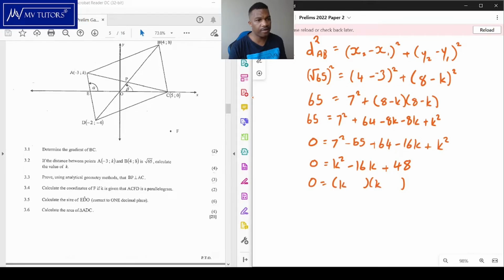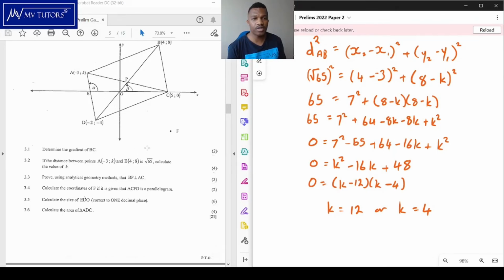Now I'm going to look for multiples of 48 that when I add them up will give me 16. So I'm thinking 12 and 4: 12 times 4 is 48. Now 12 plus 4 is 16, but it's a negative 16, so they both have to be negative. So now k is equal to 12 or k is equal to 4. Now only one of them can be correct, not both.